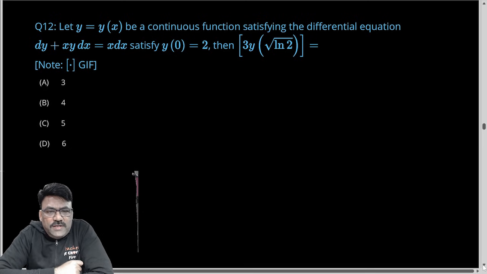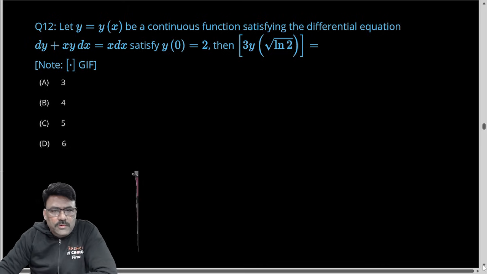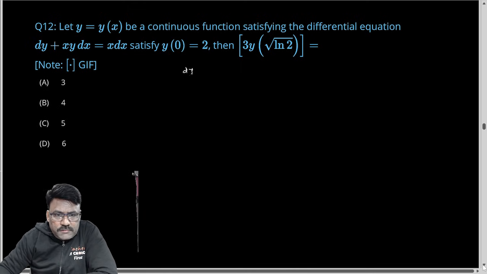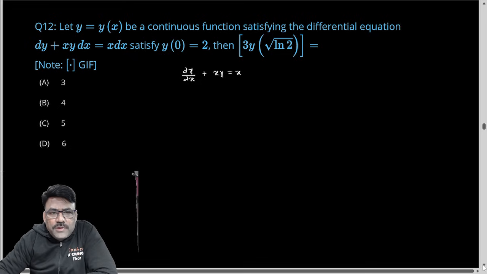dy plus xy dx is x dx, y(0) is 2. You have to find the value of y at root ln 2. So see this differential equation first. If I divide the whole equation by dx here, I'm getting dy by dx plus xy is equal to x. Just divide the whole equation by dx. So dy by dx, xy, x. And you can see that it is a linear differential equation, dy by dx plus P y equals Q.